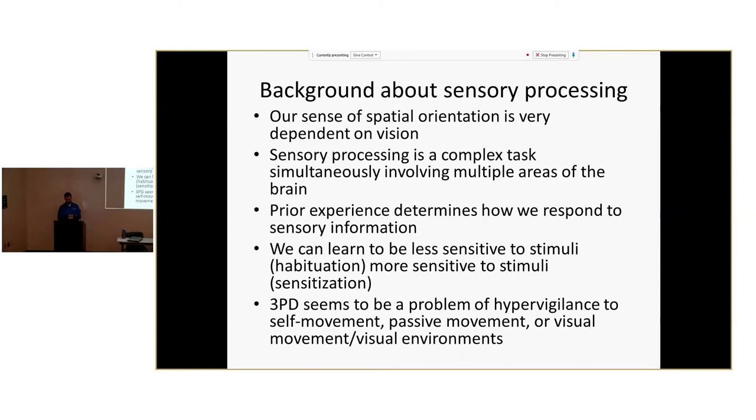We rely very heavily on vision. We'll talk about that in a minute. And a sizable part of our brain is associated with visual processing and those downstream connections. Sensory processing is not a monosynaptic process, so it's not like a reflex loop you remember from grad school. It's very complex, and the outcomes aren't necessarily determined by the kind of inputs. Prior experience colors how we respond to information. And we talked a little bit about how it takes a long time to appropriately respond to sensory information. Habituation is important here, and we're going to talk about habituation versus the opposite, which is sensitization, and how 3PD is a problem with hypervigilance, basically being too sensitive to information that we're getting from our vestibular system, or even just oculomotor.